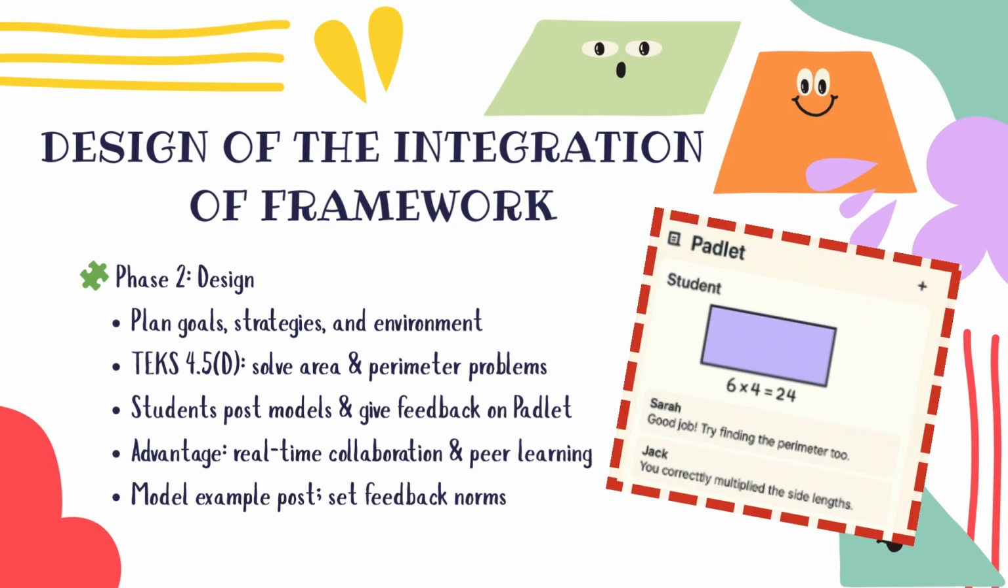In phase two, the focus shifts to design. Here, I establish my learning objectives. Students will represent and solve problems related to area and perimeter of rectangles. Students will explain their reasoning using numbers, pictures, and words. Assessments are both formative and summative. Students post their solutions on Padlet, comment on peers' work, and reflect on what they learned. I can assess their understanding by reviewing their explanations and responses.